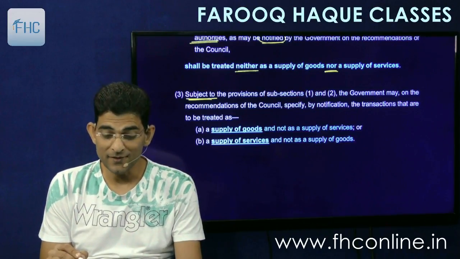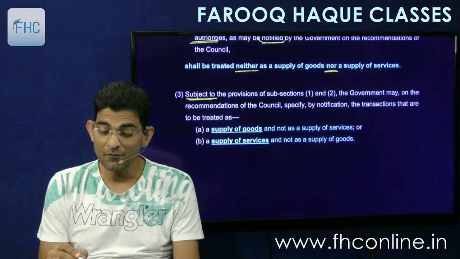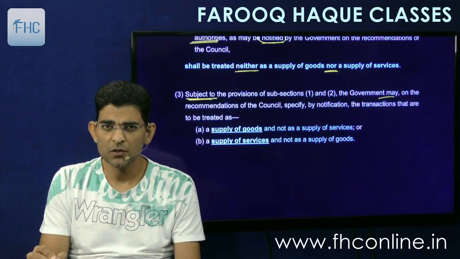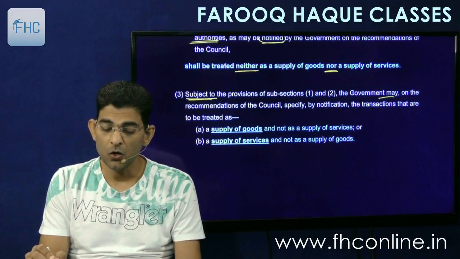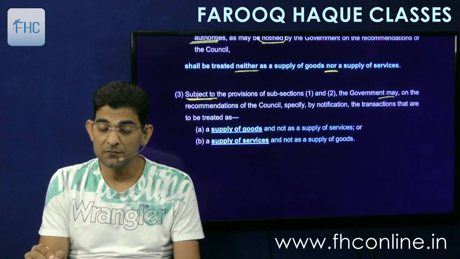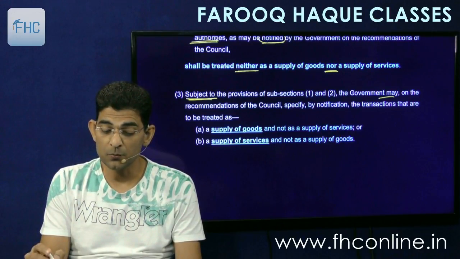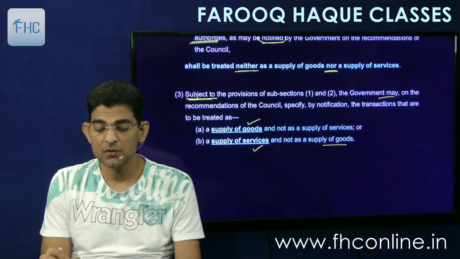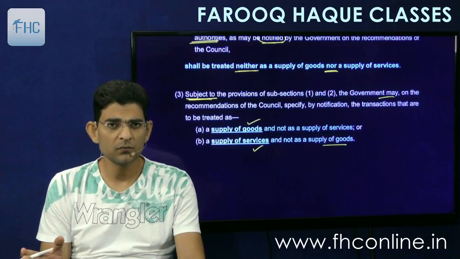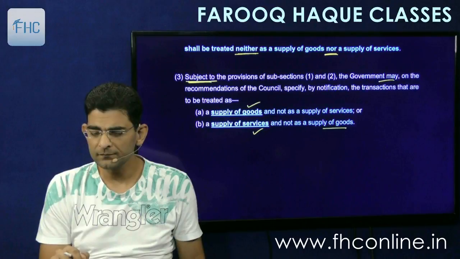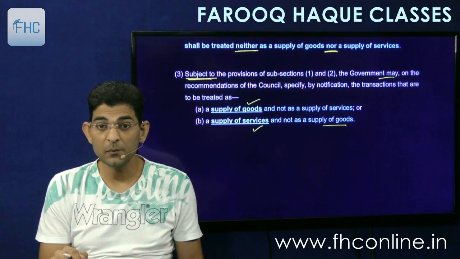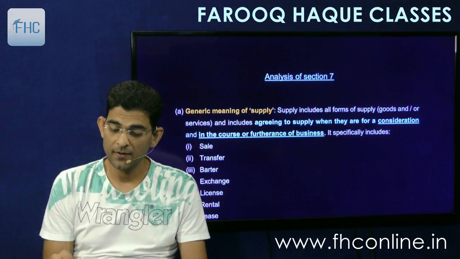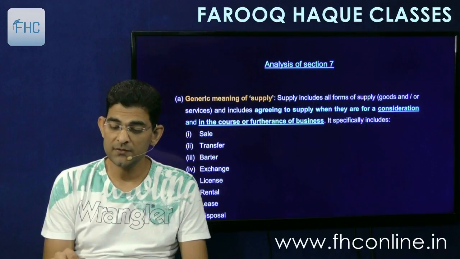Okay. So let's see. Subject to 1 and 2, the government may, on recommendation of the council, may means discretionary. It's not compulsory, it's discretion. On the recommendation of the council, specify by notification the transactions that are to be treated as supply of goods and not supply of service, or supply of service and not supply of goods. So this is similar to schedule 2, that things which will be called as goods and things which will be called as service. So it's fine. So that is section 7, very simple one.